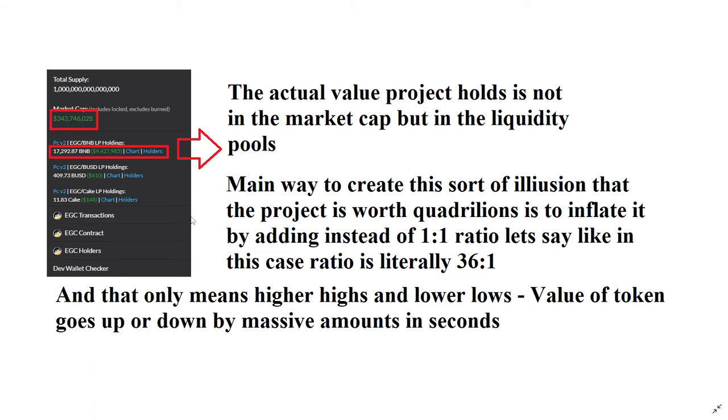use a mechanic to create the illusion, instead of the usual ratio that people imagine, a 1-to-1 ratio. So let's say one project token for $1 to achieve a perfect market cap. Some of the projects that are more deceitful use crazy ratios, let's say 100 normal tokens to $1, and then you have all these absurd market caps.